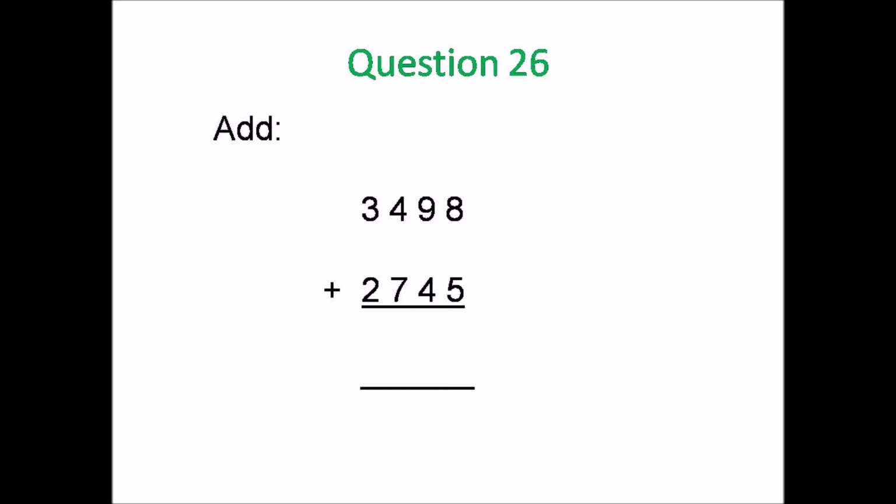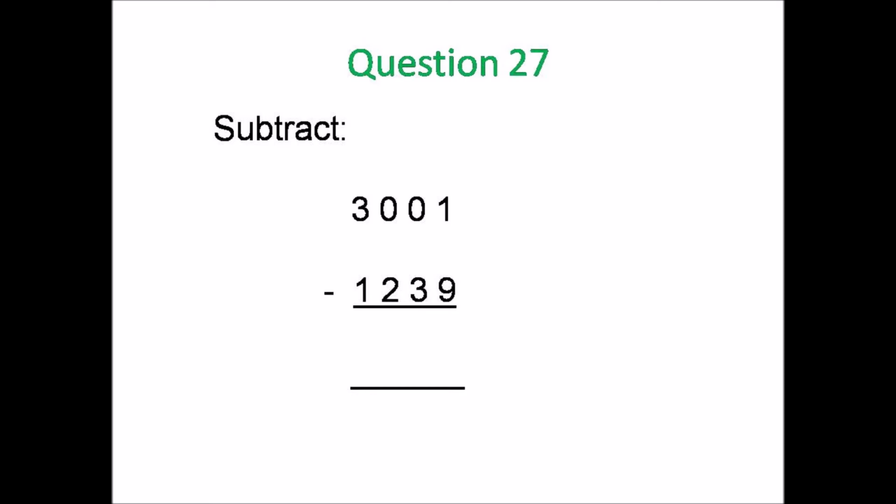Good job. 26. Add 3,498 and 2,745. You will have to do regrouping. Grade 4 students, you should know how to regroup. Let's go. Get this one done. Do the proper regroupings and you will get the correct answer for this. If you can't get this correct, you have to practice this again and again. You can't skip things like this on a grade 4 test. And we move on to 27.